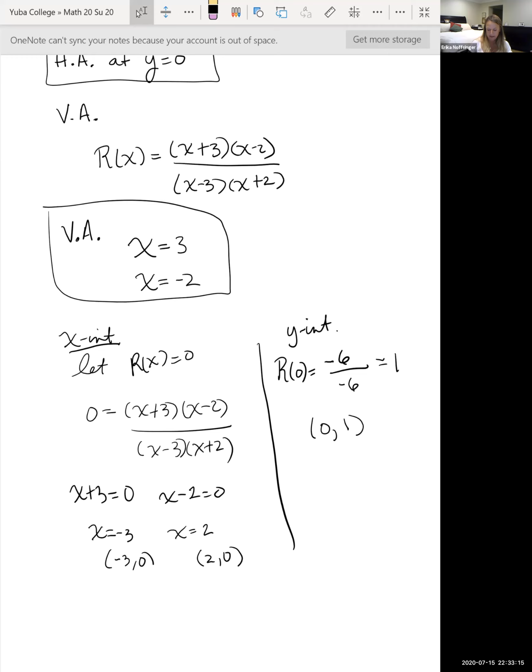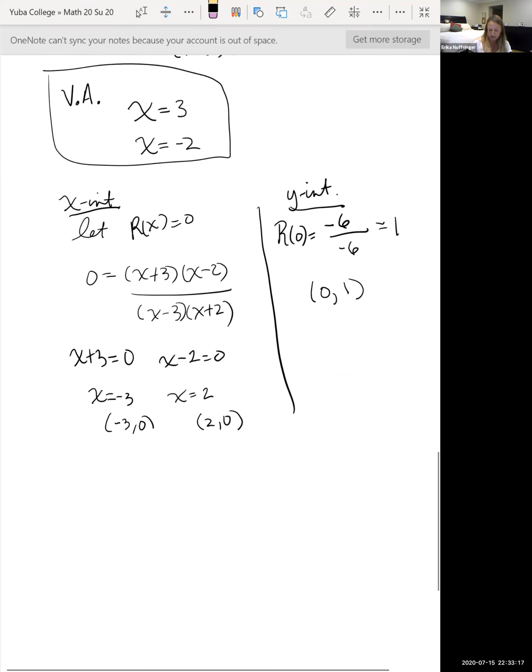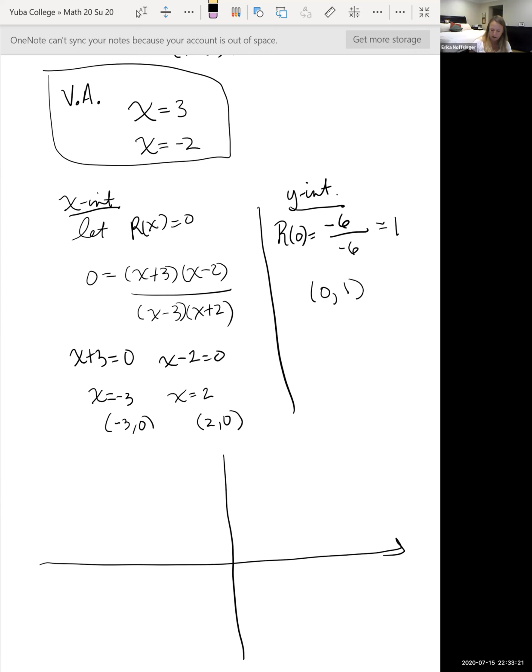Okay, so now we're gonna graph it. We're gonna graph the important pieces that we just found. So we found that we had a horizontal asymptote. I believe it was at one. So let's put a dotted line there. Graphs can cross horizontal asymptotes. They can cross slant or oblique asymptotes. They can never cross a vertical asymptote.